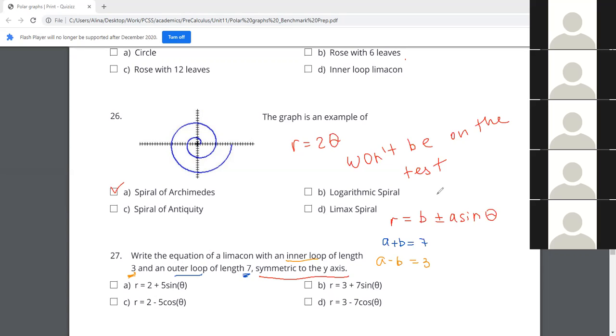So what numbers can I plug in for B and A? 5 and 2. Sounds good. Is that correct? Let's look at the board. No. What should I change? Just flip the 5 and the 2, making A 5 and B 2, because A has to be more than B. So we're looking for something in the form of 2 plus or minus 5 sine theta. Looks like A is the option for us.